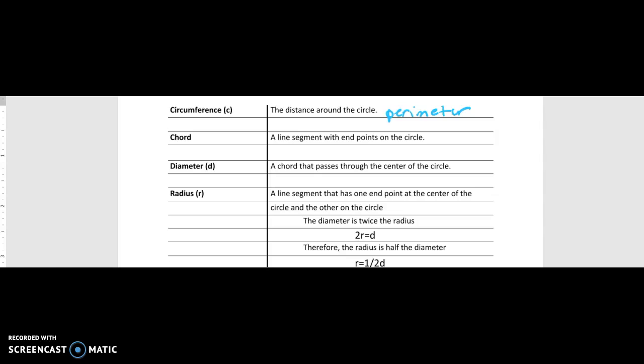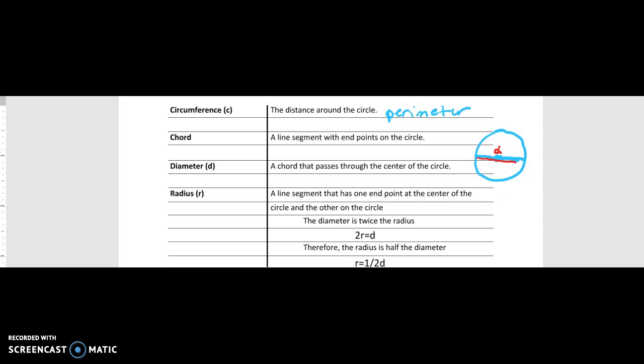A chord is a line segment with endpoints on the circle. So any time that I have a circle, and I'm going to draw this example over here, a chord just goes all the way across. Well, there's a special chord, the diameter. This right here is the center of my circle. The diameter is a chord that passes through the center of the circle. And so this right here is, and I'll highlight it in red, the diameter.